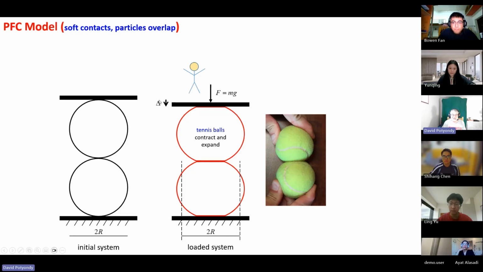This wall is going to move down. And these particles, these tennis balls, this is not a PFC model. This is a real system of tennis balls, are going to squeeze into this shape. And notice how they expand. See, they're wider. And also they form these flat disc-shaped surfaces of where they're in compression, where they're touching. Okay. So this is the real system.